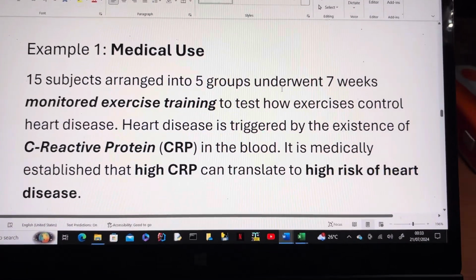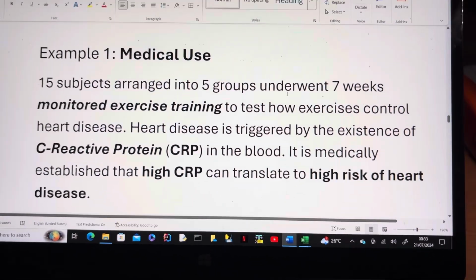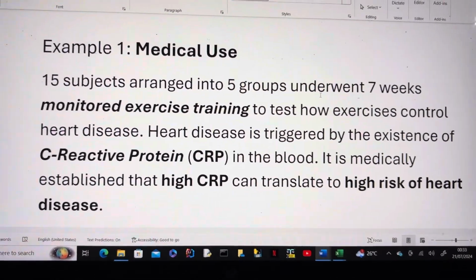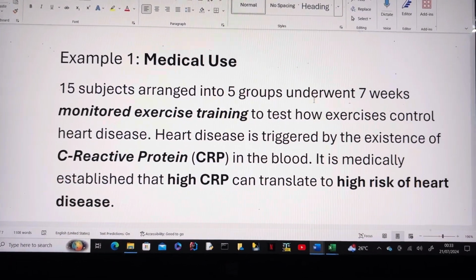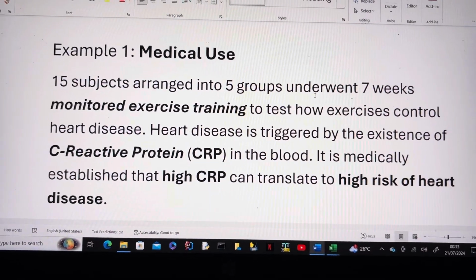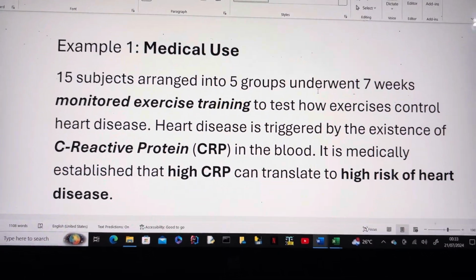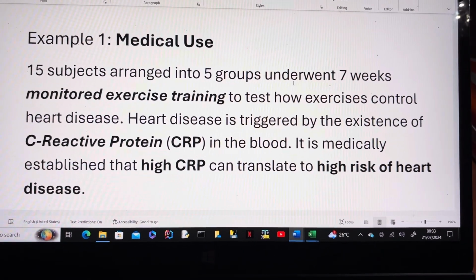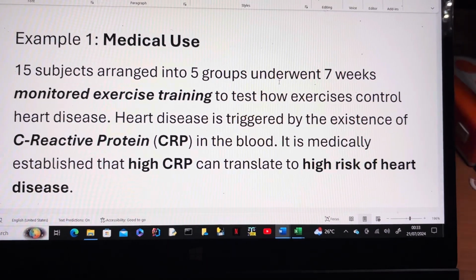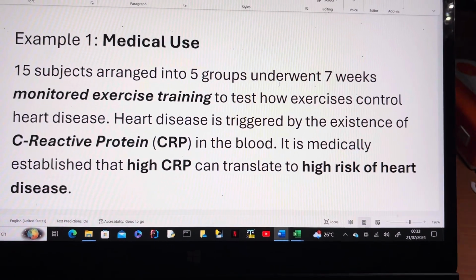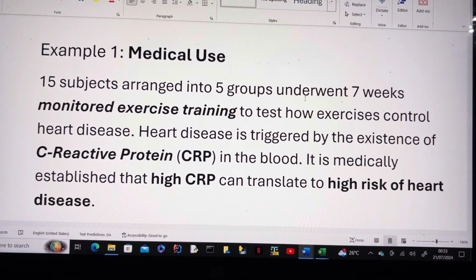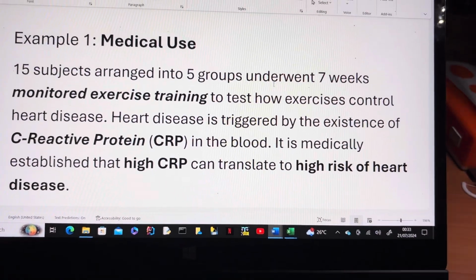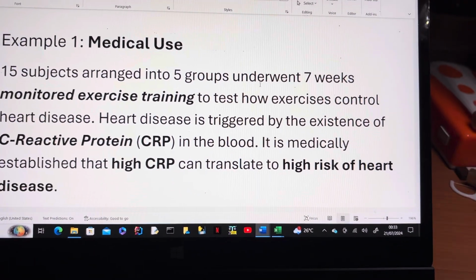Now, let us consider examples of the use of RMA. The first example is medical use. Assuming that we have a study of 15 subjects, let's say persons. These 15 subjects are arranged into 5 groups, and they underwent 7 weeks of monitored exercise training to test how exercise controls heart disease.